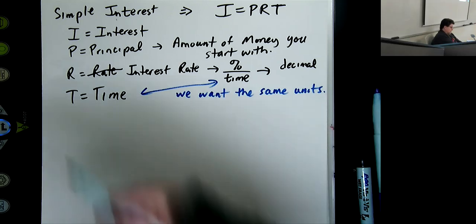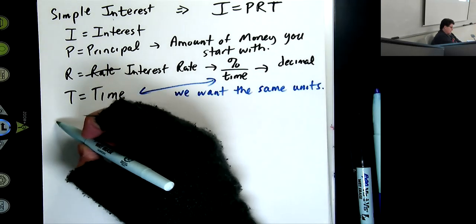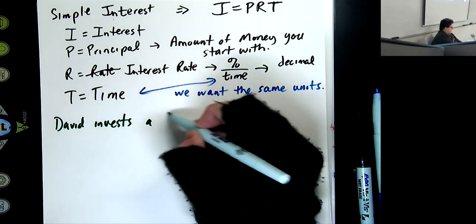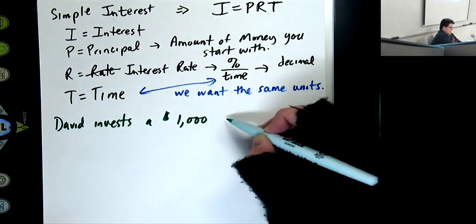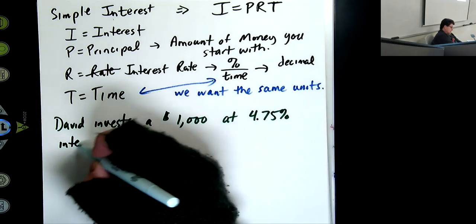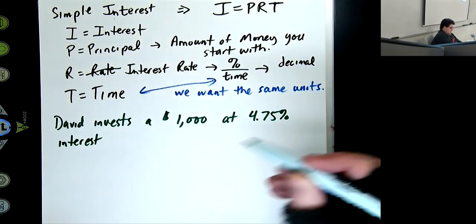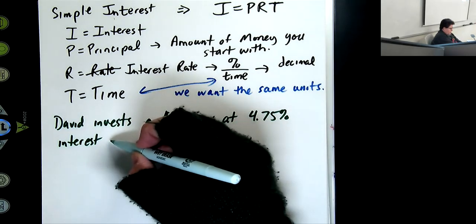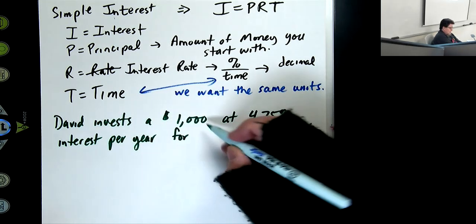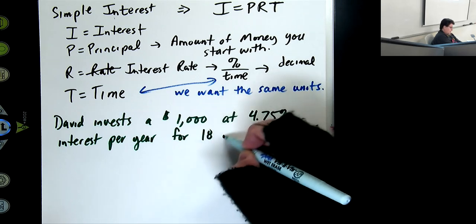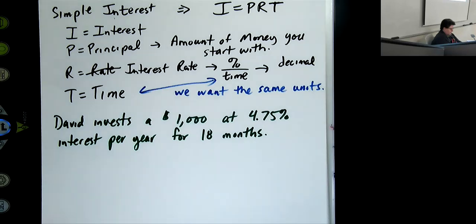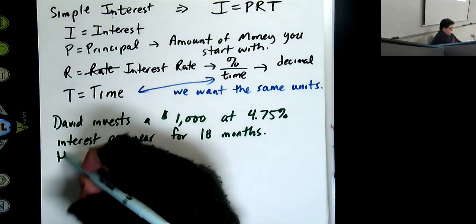So David invests $1,000 at 4.75% interest per year for 18 months. How much interest does he make?